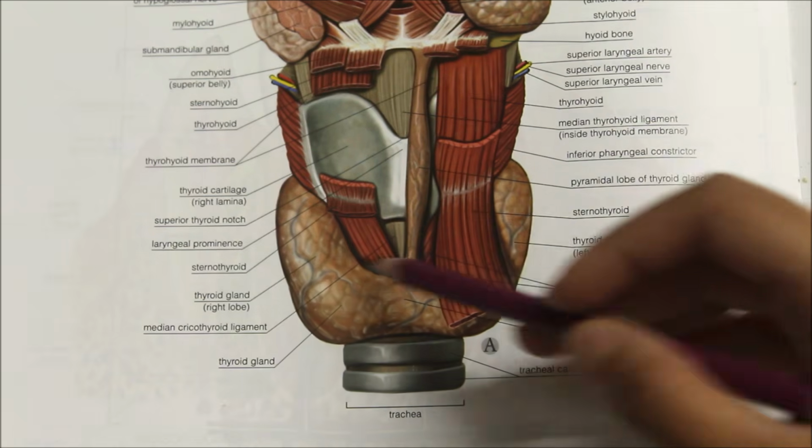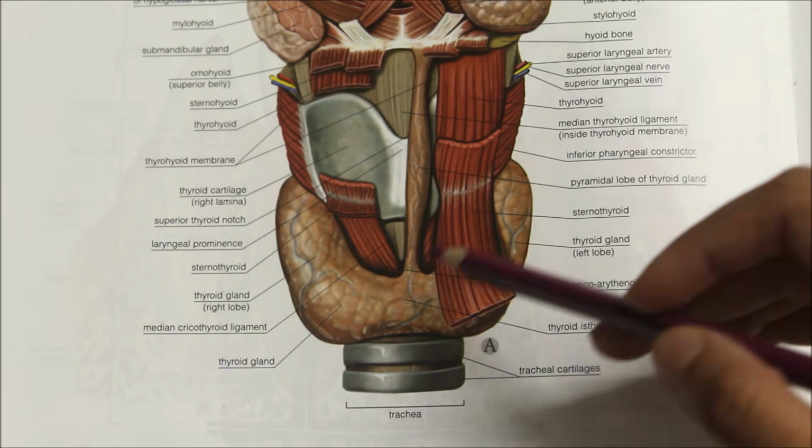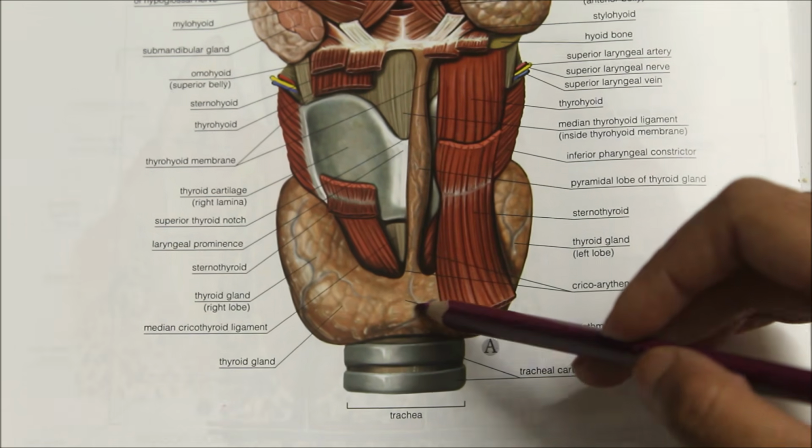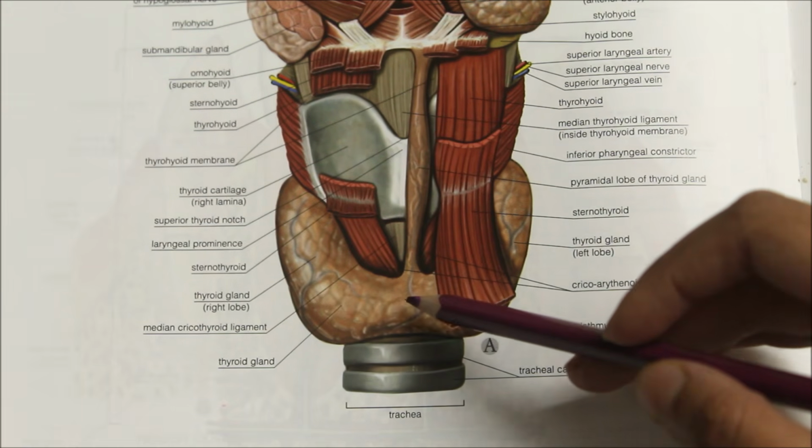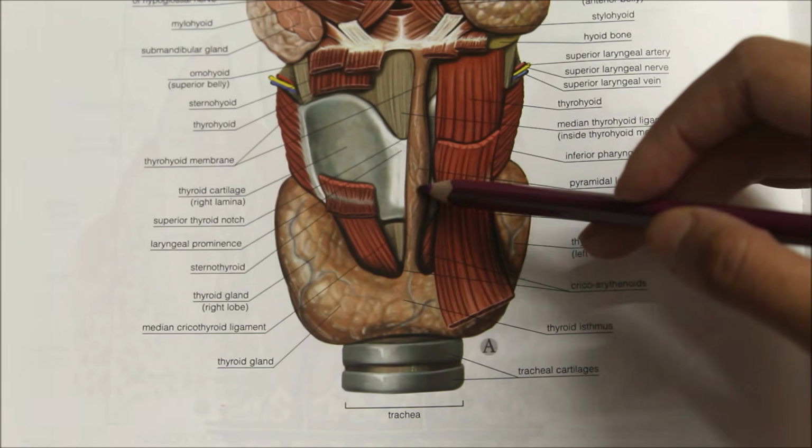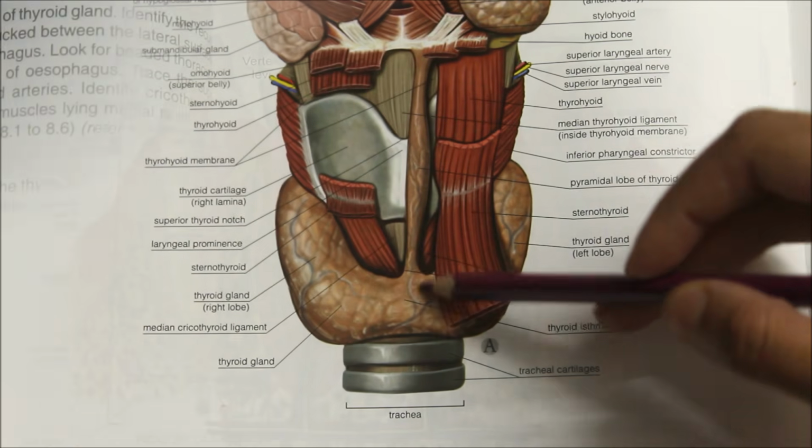The gland consists of right and left lobes that are joined to each other by an isthmus. A third lobe, that is a pyramidal lobe that you see right here, may project upwards from the isthmus.